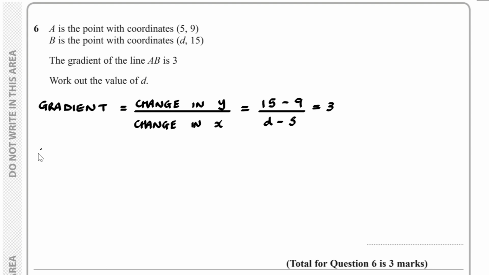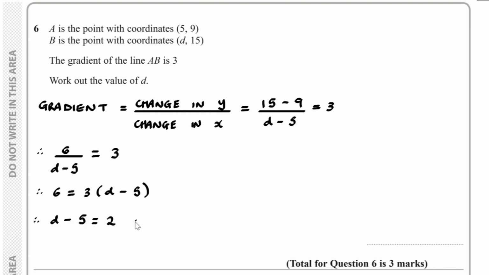So if we simplify, 15 take away 9 is equal to 6. So I have 6 divided by d minus 5 equals 3. Multiplying through by d minus 5, we have 6 equals 3 times d minus 5. Dividing through by 3, d minus 5 is equal to 2, in which case we can conclude d is equal to 2 plus 5, which is 7. So d is 7.